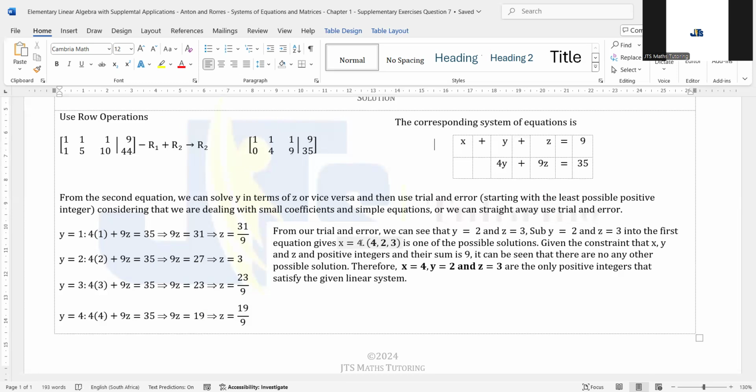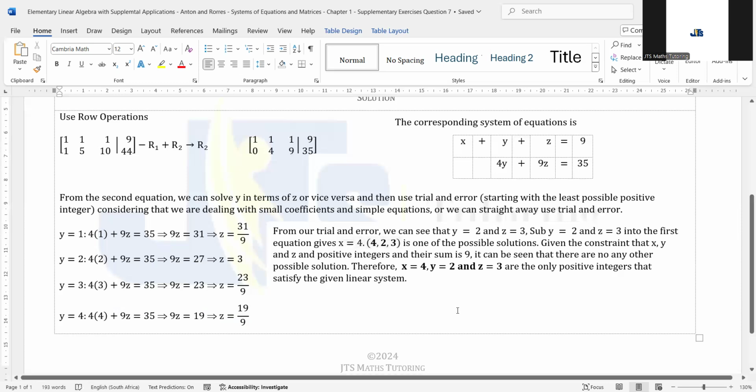I'll leave that to you to play around with, but I can assure you, you will notice at the end of the day that there is no other possible solution apart from x is equal to 4, y is equal to 2, and z is equal to 3. So these are the only positive integers that satisfy the given linear system. You can use any method to solve this, but I assure you, this is what you are going to get.